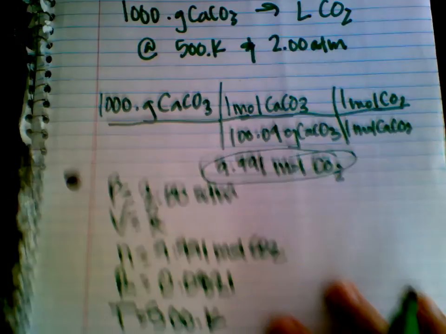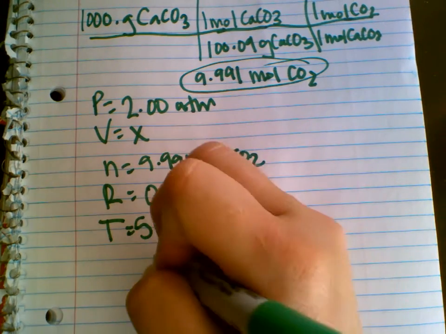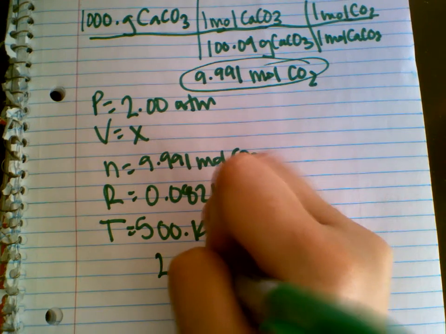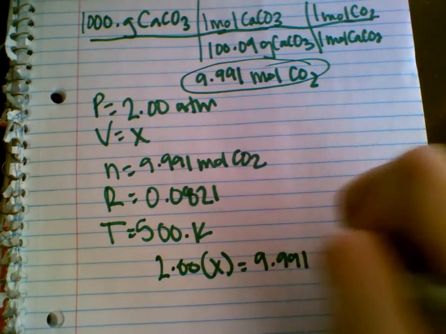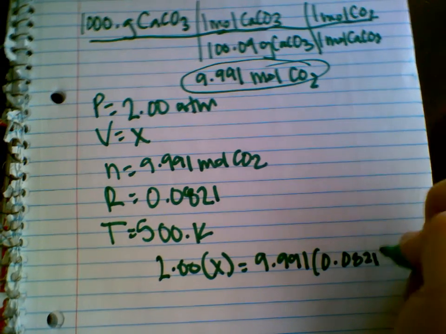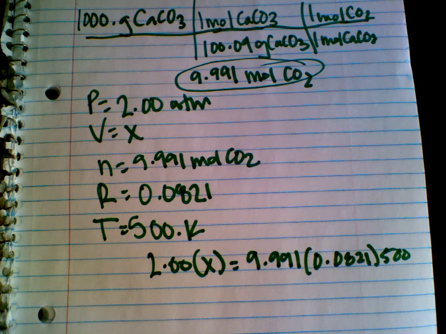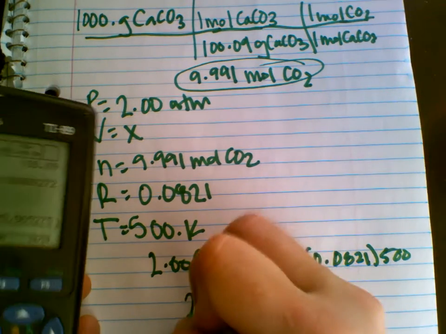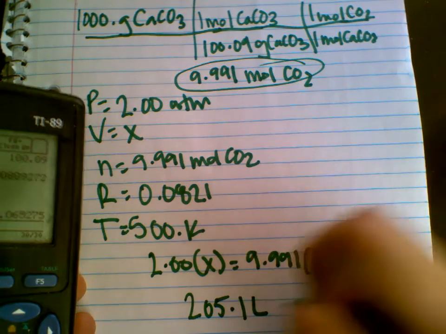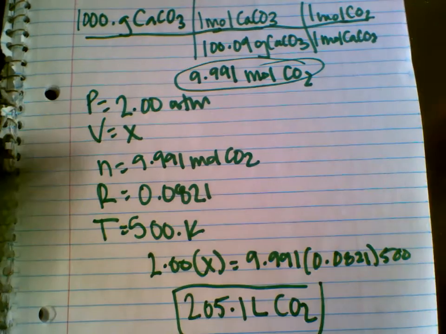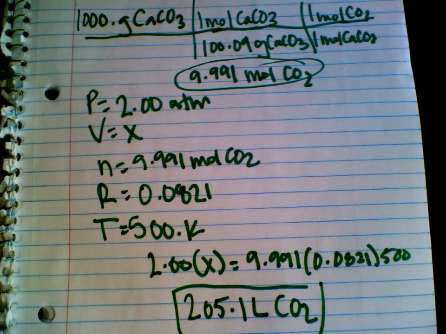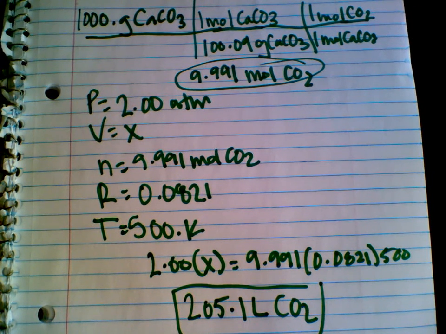So now I'm going to plug this into PV equals nRT. So I'm going to have 2 times V equals 9.991 times 0.0821 times 500. I'm going to put this all in my calculator. And I get out 205.1 liters of CO2. Okay, so when you have a gas that's not at STP and you have to convert between substances, you're going to use PV equals nRT.